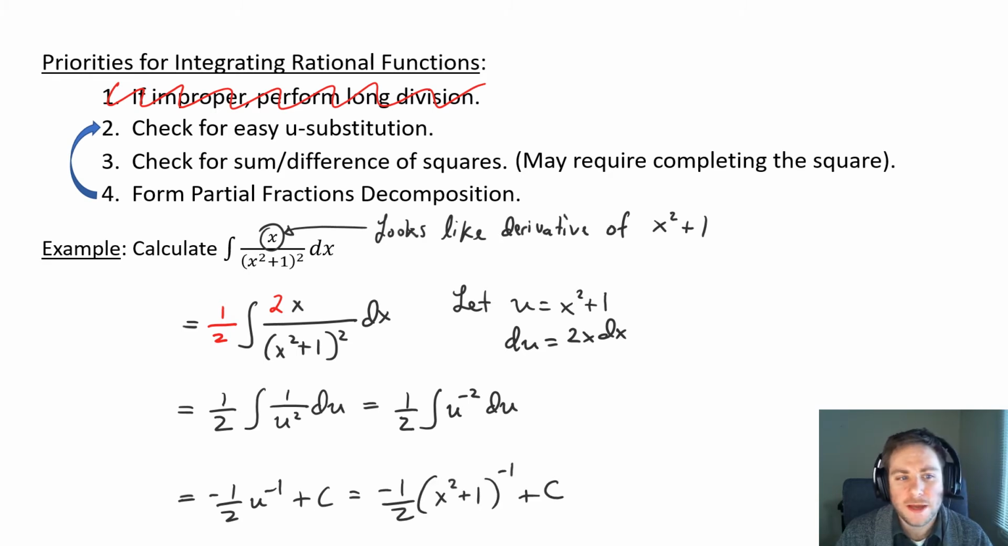In this example, an easy u substitution was all we needed, but you'll notice this example does also contain a sum of squares, which could have led you down the path of trigonometric substitution if you wanted, and that would have worked, but I think it would have been substantially less efficient, which is why I don't suggest looking for sums and differences of squares until trying easier methods first.